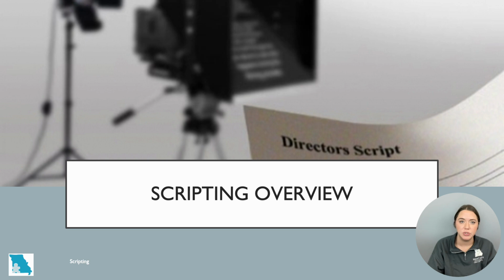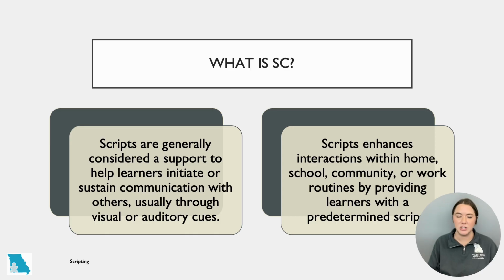So before we can do scripting or implement scripting within our classroom, we have to have an understanding of what scripting is. So scripts are typically visual supports that help students and learners with autism navigate initiating conversation and maintaining conversation with peers, adults, unfamiliar and familiar communication partners. Scripts can also be used to supply some type of replacement behavior, so showing students and learners what more appropriate way to respond or initiate a conversation would look like.